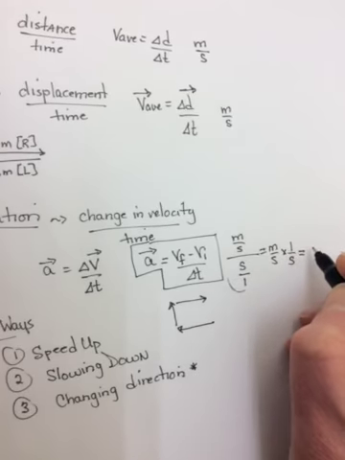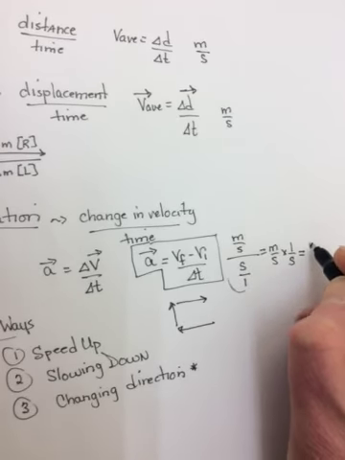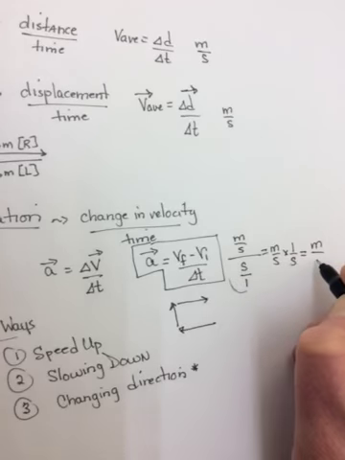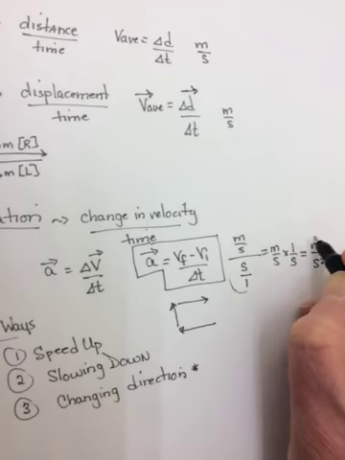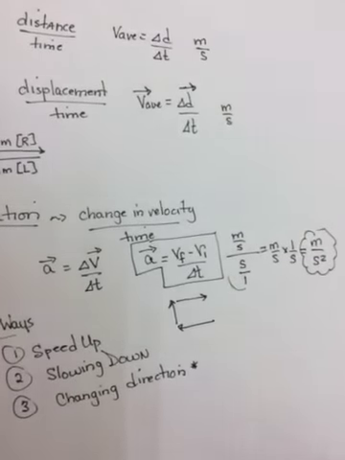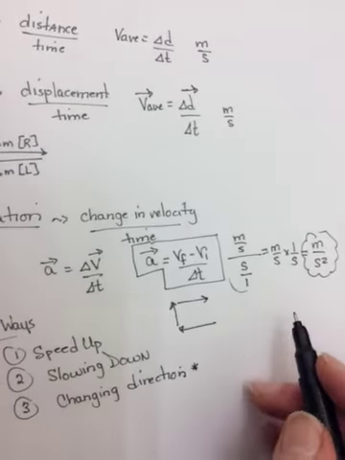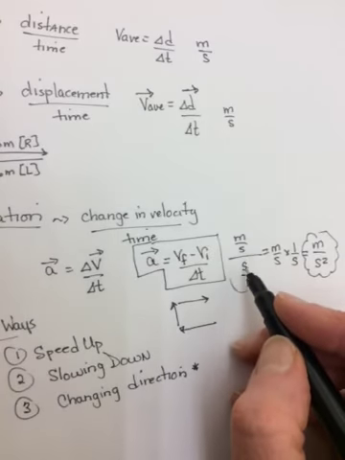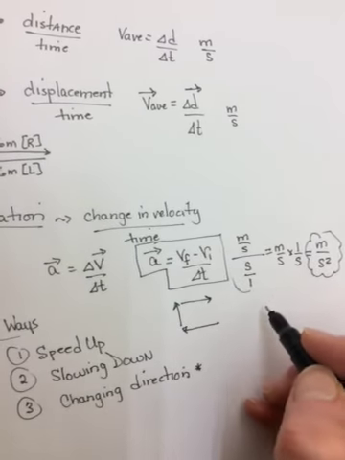And so when you multiply by the reciprocal, meters times 1 is meters, and seconds times seconds is seconds squared, so meters per second squared. So acceleration is measured in meters per second squared. The seconds don't cancel here, okay?